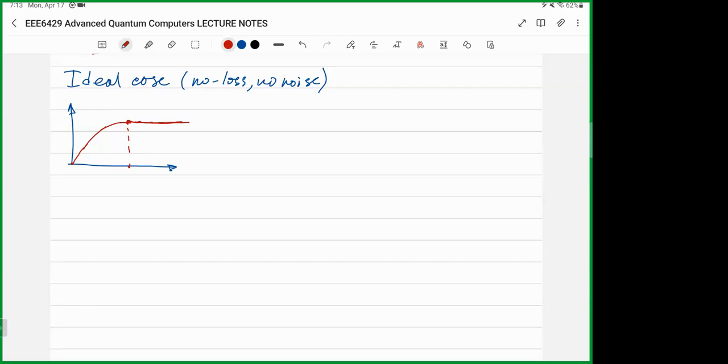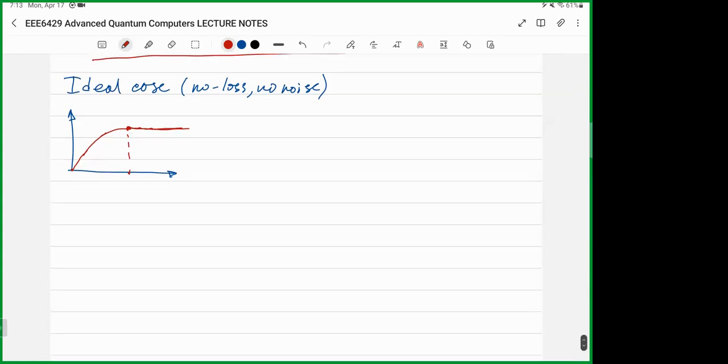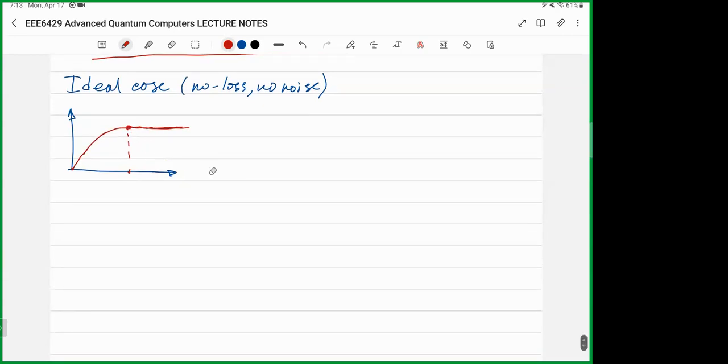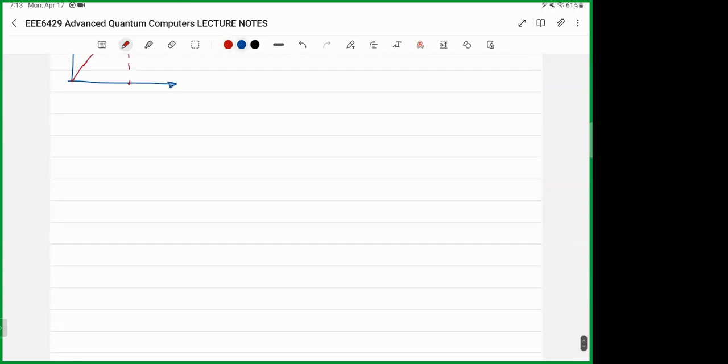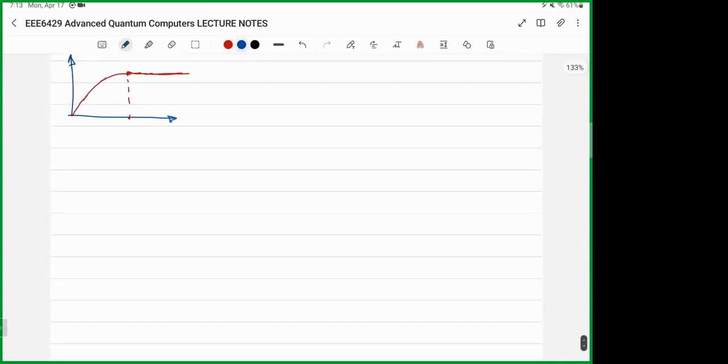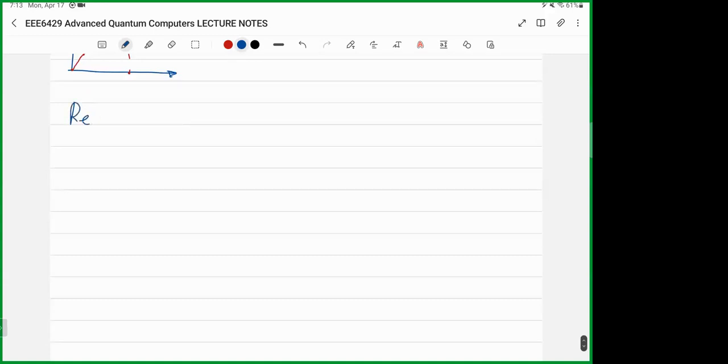But of course, it doesn't work like this in reality. In reality, when I stop the excitation, then the qubit will decay somehow to the ground state. Right. So let's briefly consider the real case. Loss and noise.